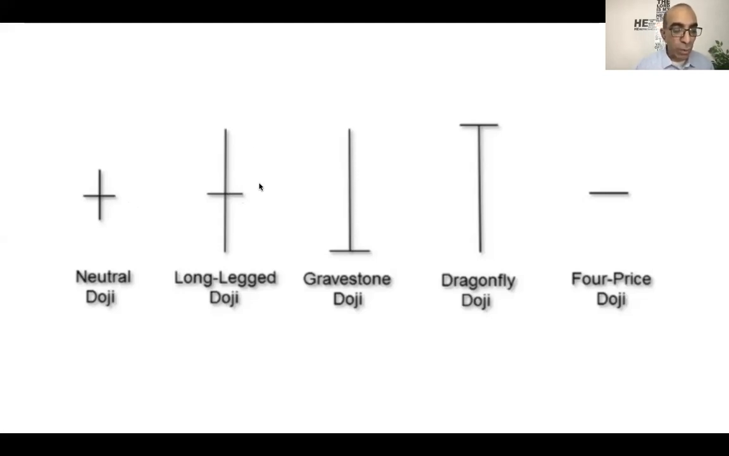All right, what does this show? It is also indecision, but the prices can fluctuate widely. Next one is called the gravestone doji. Okay, so the opening and closing are right here.